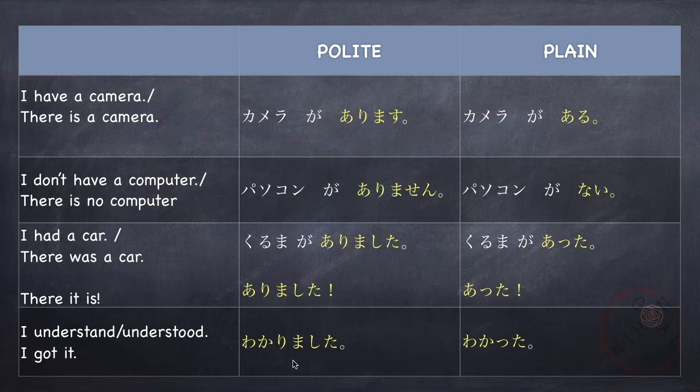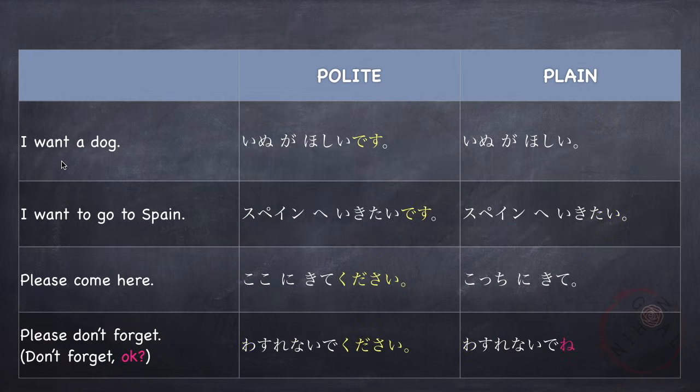Next is the expression I understand or understood or I got it. わかりました。In plain form, わかった。Next, I want a dog. 犬が欲しいです。In plain form, 犬が欲しい。So we just remove this. I want to go to Spain. スペインへ行きたいです。In plain form, スペインへ行きたい。Again, we removed this.